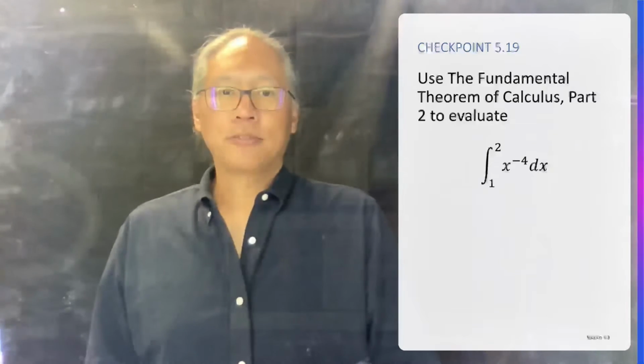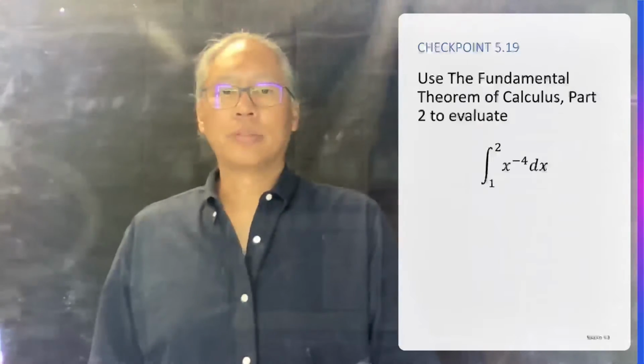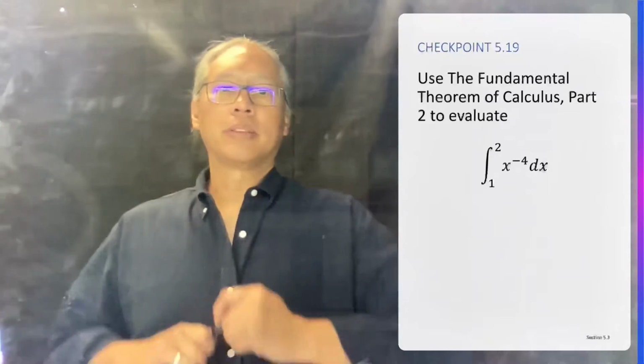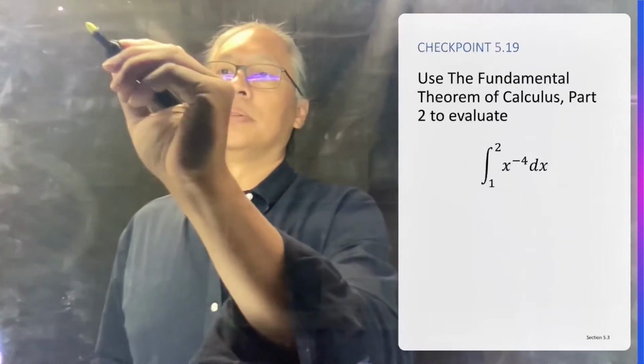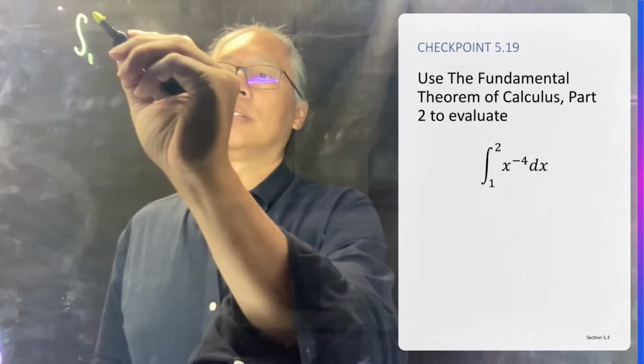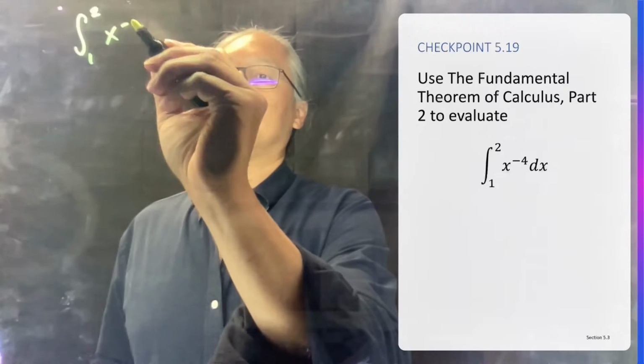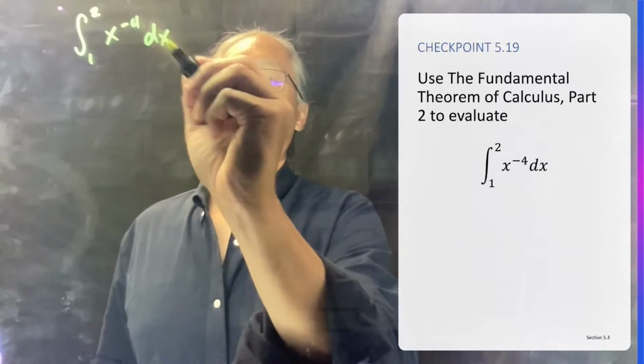Hi, this is checkpoint 5.19 from section 5.3. I want us to use the fundamental theorem of calculus, part 2, to evaluate the integral from 1 to 2 of x to the negative fourth dx.